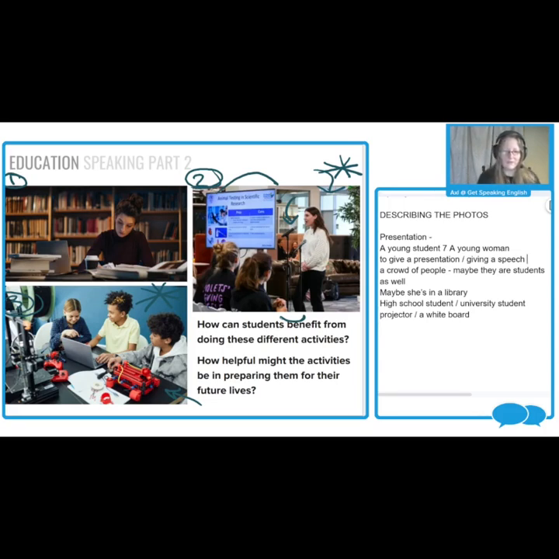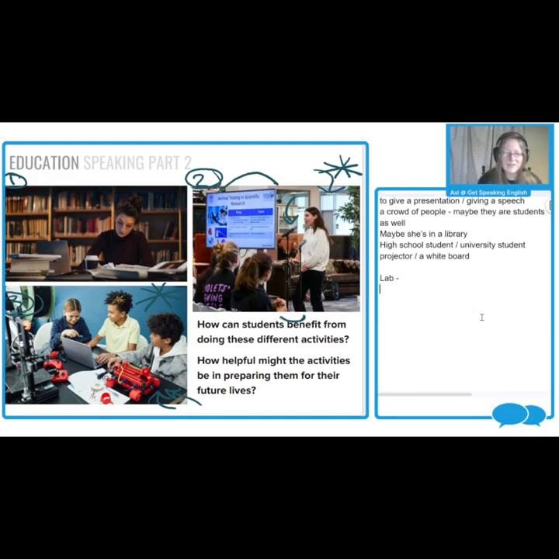And let's talk about this one as well, right? And again, feel free to throw out your ideas about what you see as well. But it looks like we have some students in a lab, right? In a laboratory. And it looks like they're actually pretty young. I would guess that they're a bit younger than the other girl. So, young children, maybe. Maybe they're in middle school, possibly. Middle school, elementary school.